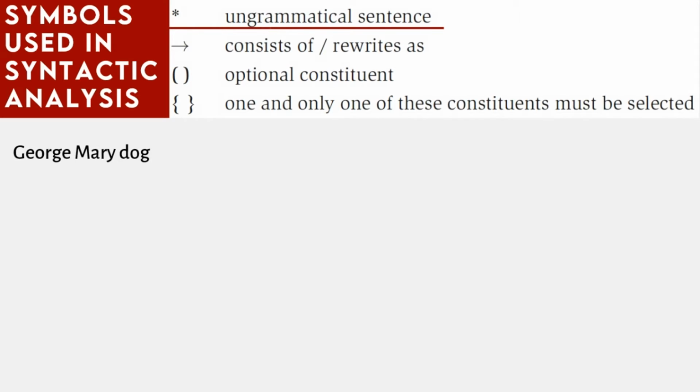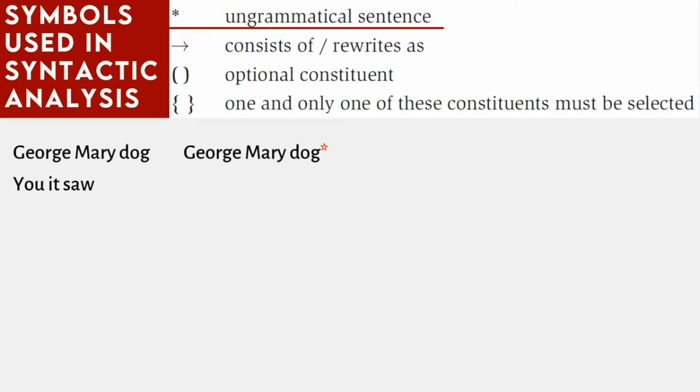George married Doug. Does this sentence have any meaning for you? Of course not, because it's ungrammatical. Any ungrammatical sentence is marked with an asterisk before the first word of the sentence. In that case, this sentence is ungrammatical. In this case, we don't have any kind of connectors or any verb. For that reason, the sentence is ungrammatical.